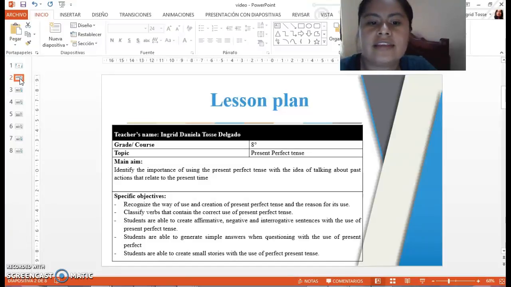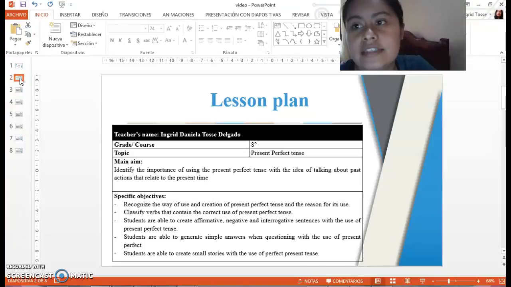With this, we can relate the specific objectives: recognize the form, use, and creation of the present perfect tense and the reason for its use. Classify verbs that contain the correct use of the present perfect tense. Students are able to create affirmative, negative, and interrogative sentences with the present perfect tense. The students are able to generate simple answers when questioned with the present perfect tense, and to create small stories with it.